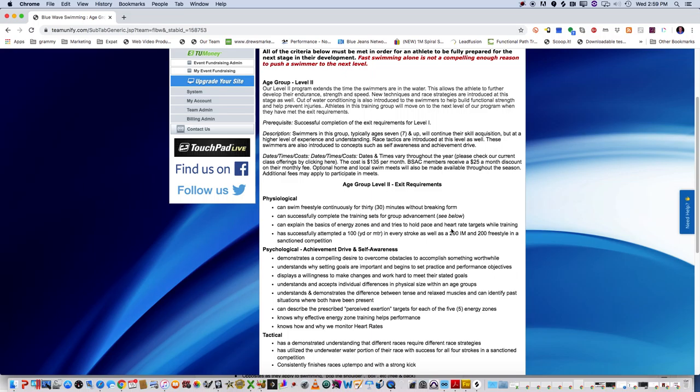They also at this stage can understand and demonstrate the difference between tense and relaxed muscles and can identify past situations where both have been present.